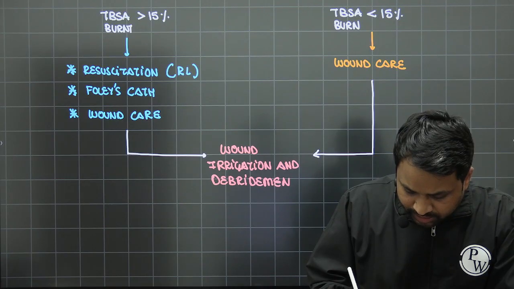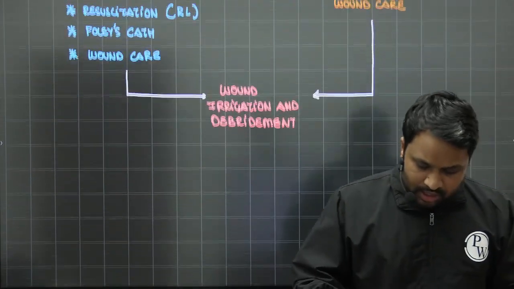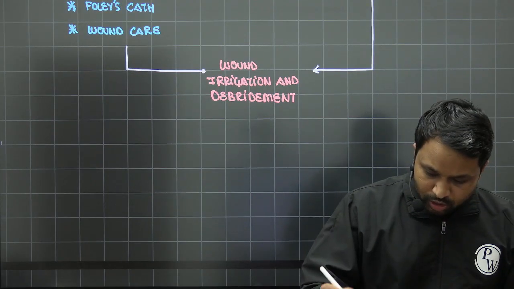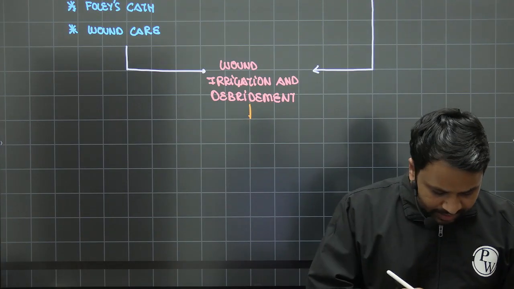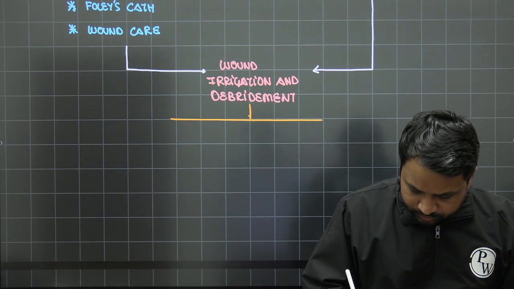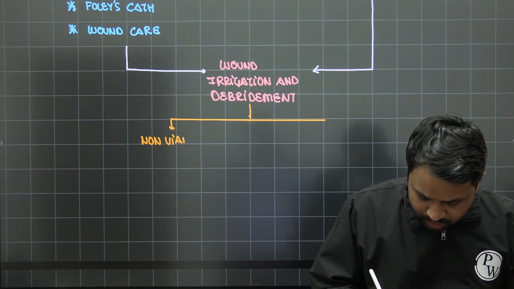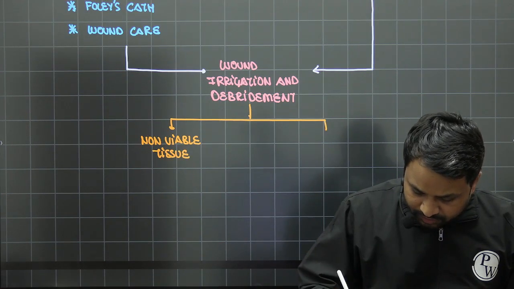So wound irrigation and debridement has to be done, let it be a significant or an insignificant burn. Once the wound debridement is done, you will look for whether it is viable or non-viable tissue.